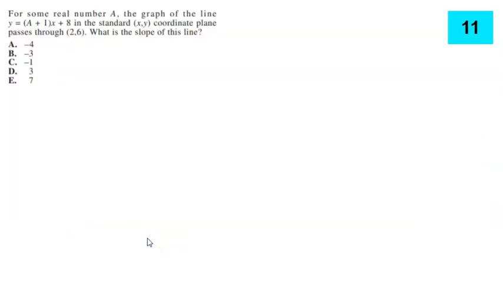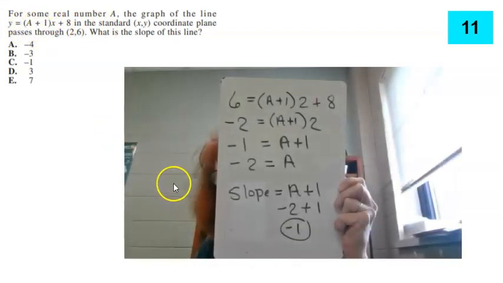For some real number a, the graph of the line y is equal to a plus 1 quantity times the x plus 8 in standard coordinate plane passes through the point 2, 6. What is the slope of this line? Well, the slope is whatever value's in that parentheses. So a quick way to figure that out is just take the equation they gave you and substitute the point 2, 6 for the x and the y, and then solve that equation to get the value of this a. A is negative 2. Well, slope is a plus 1, so negative 2 plus 1 is negative 1. So the slope of the line is negative 1, which is C.